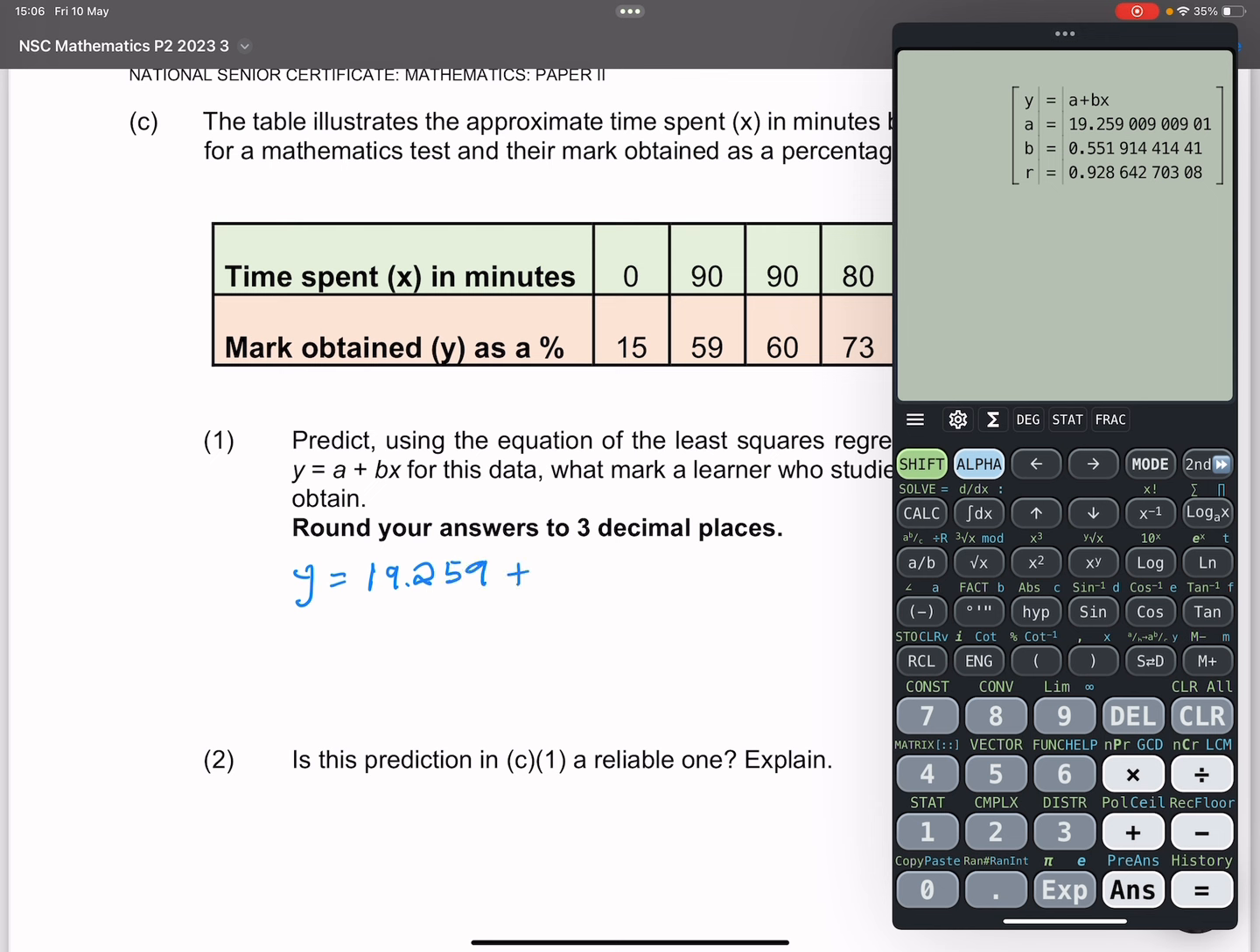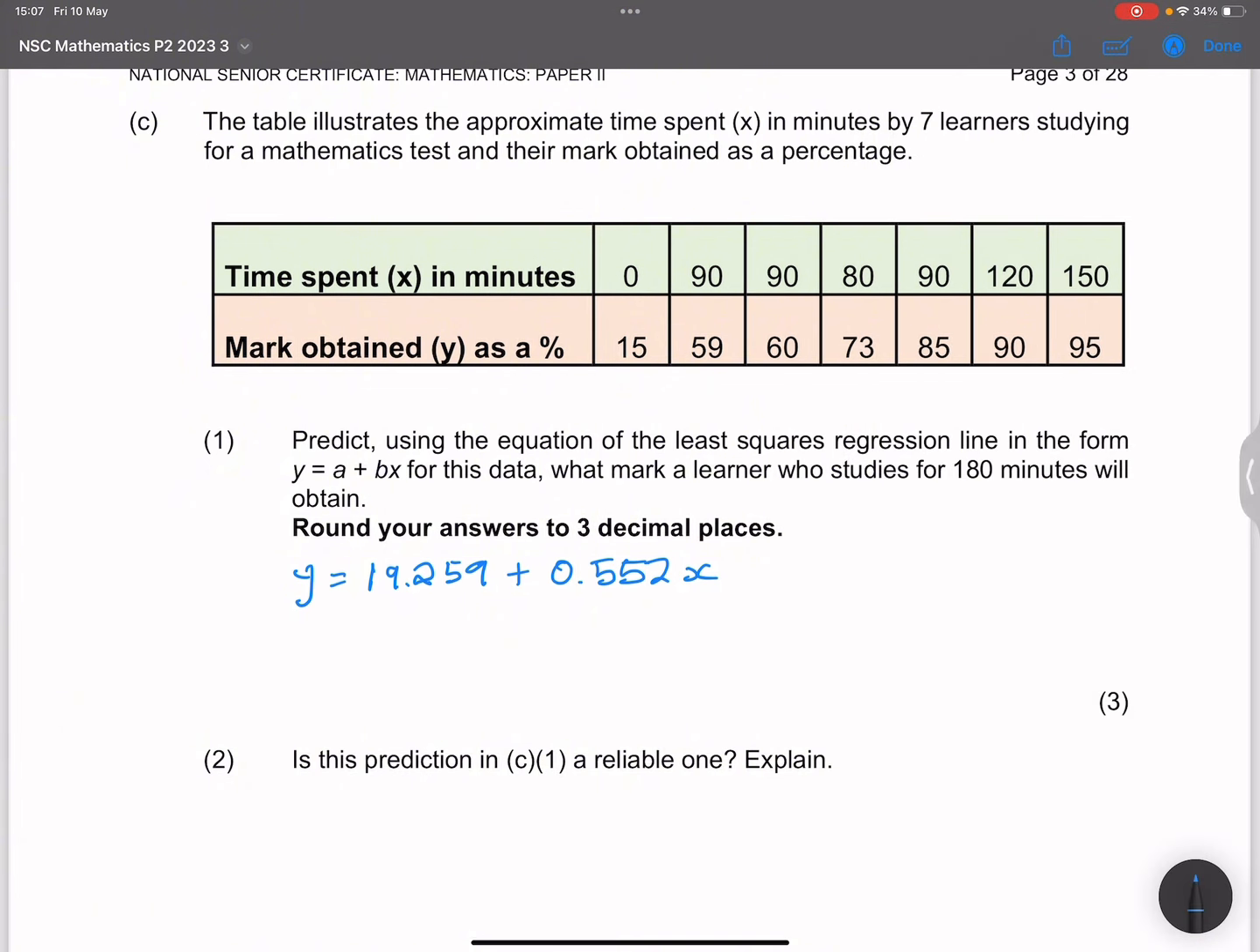Okay, I'll say 0.552 times x. So that's in the form y equals, in fact, that would be 552 times x. All right, now they said to us we need to find out what will be the mark obtained by a learner studying 180 minutes.